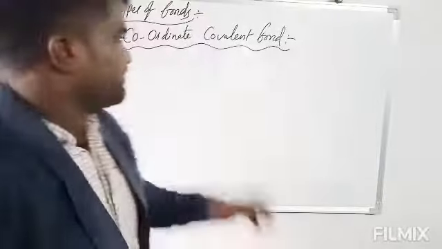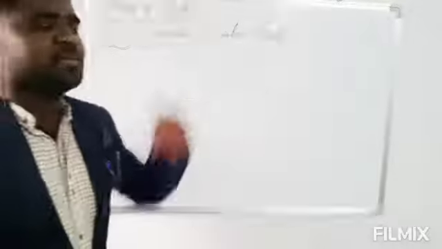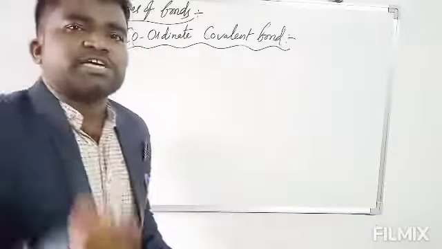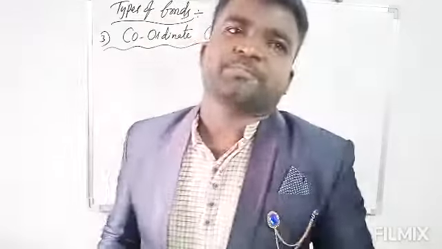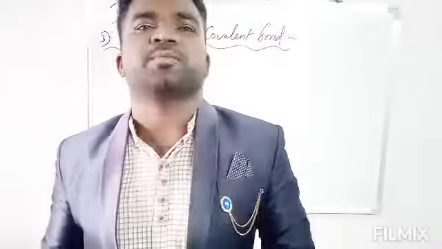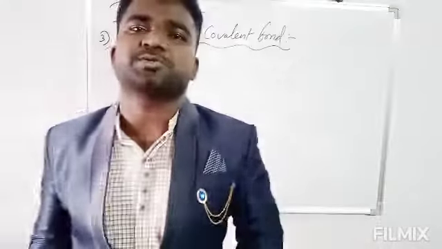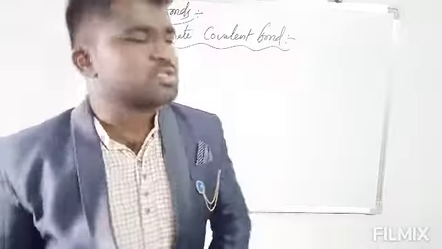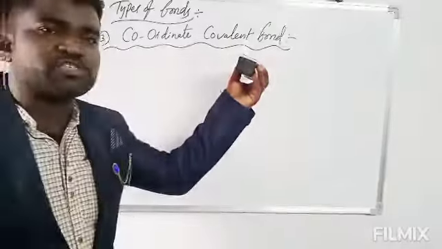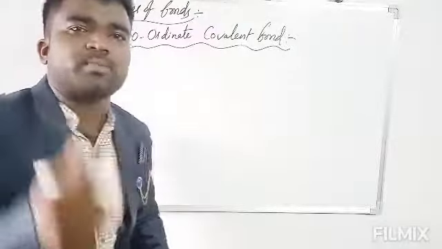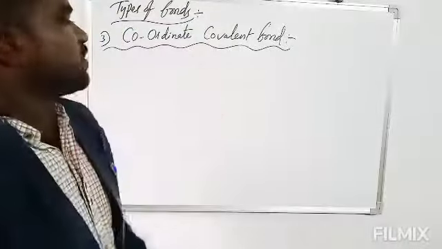Okay, coordinate covalent bond means the shared pair of electrons is contributed from one atom only. So if a bond forms like that, that bond is known as a coordinate covalent bond.